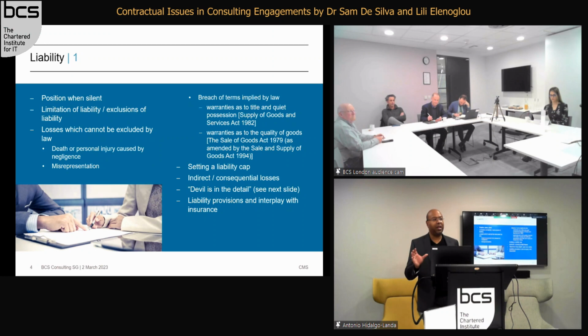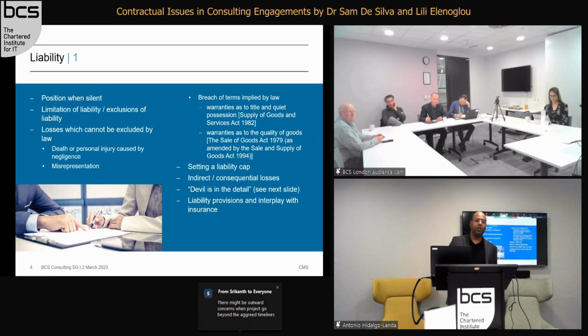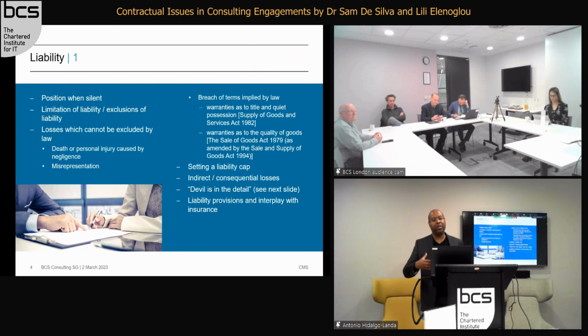They're related concepts, but they're different. A limitation of liability actually limits your liability to a specified amount, whereas an exclusion of liability actually excludes liability for certain things, for example, loss of revenue or loss of business. So, obviously, as an IT consultant, you don't want to have liability where you're doing IT consultancy and you do something wrong and then they lose a whole lot of business and come to make a claim against you. So you want to exclude those kinds of categories of loss.